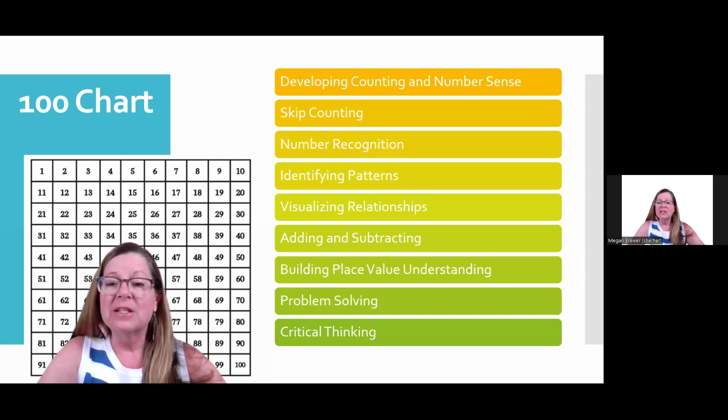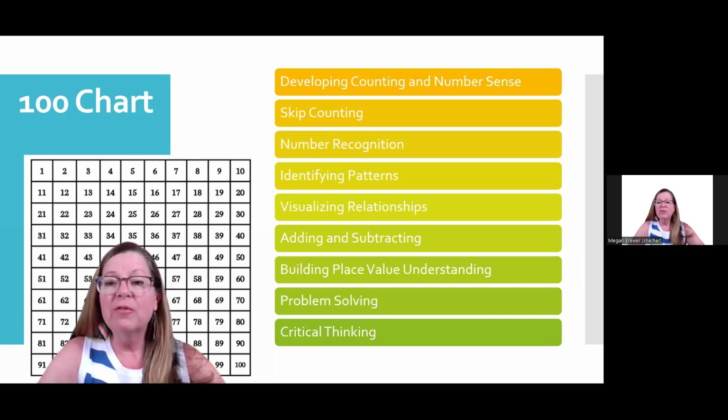Developing counting and number sense, counting to 120. Of course, this chart just goes up to 100. There are 120 charts. These charts make it easier for children to understand the sequence of counting and count effectively.